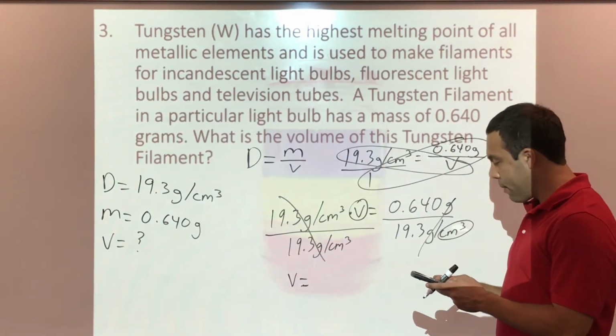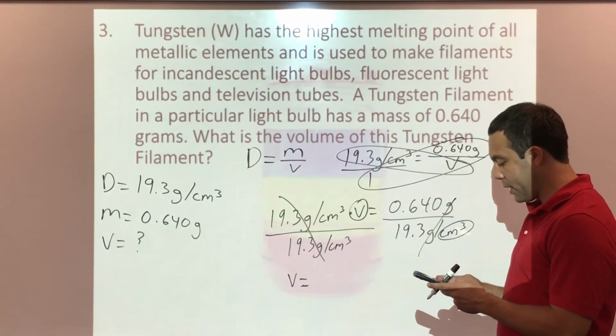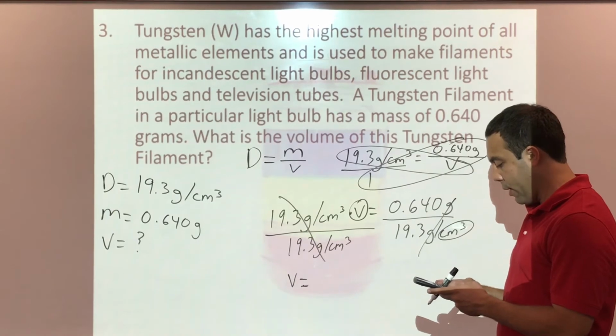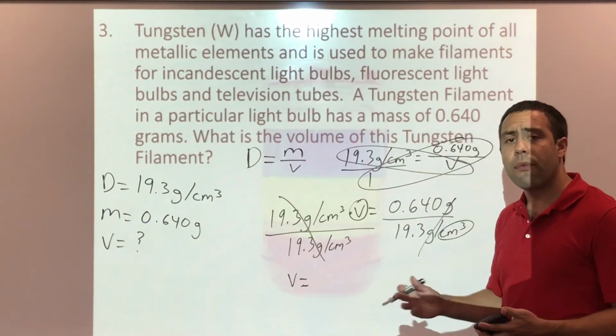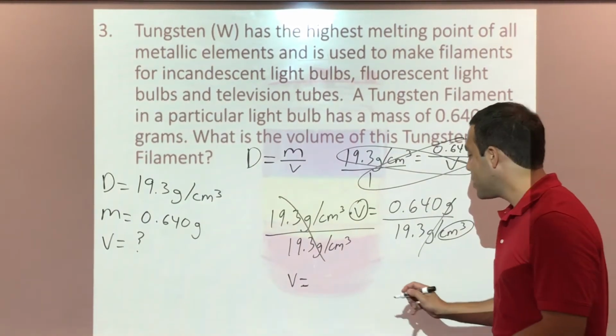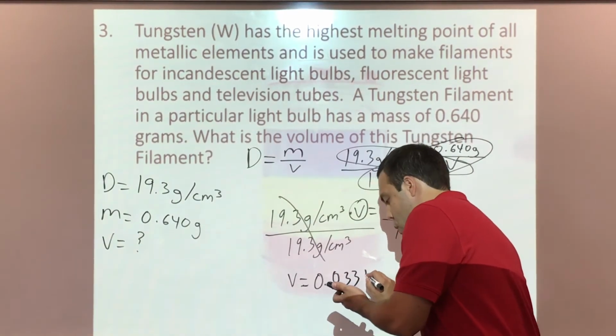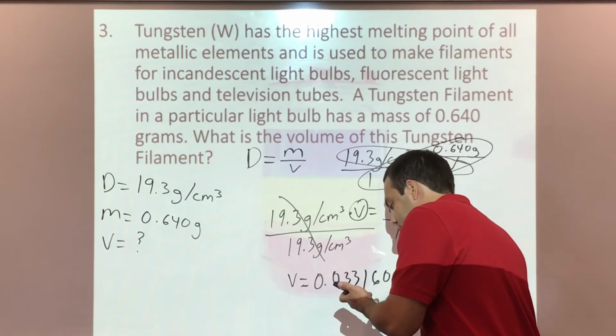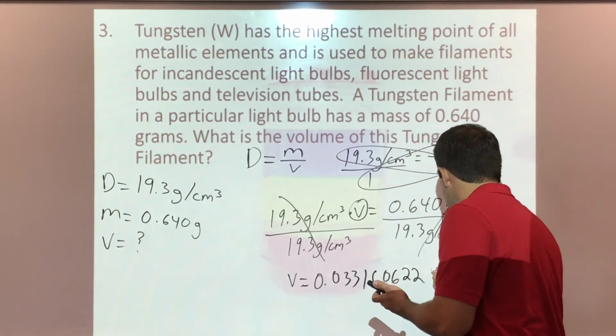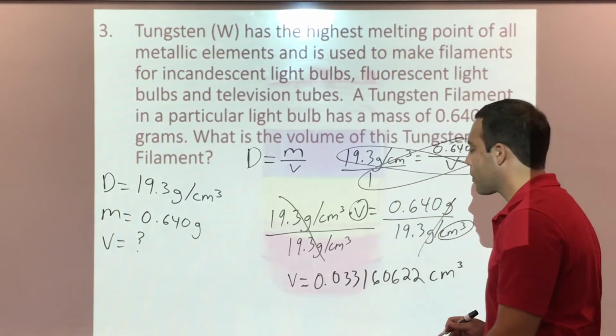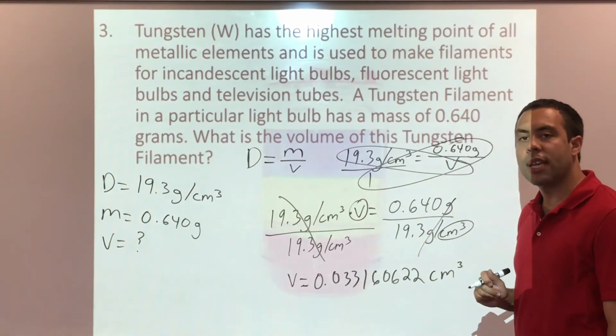And our last step is to divide 0.640 divided by 19.3. Write down every number that comes out of your calculator. I have a small number, 0.033160622 cubic centimeters. The last step, we solve for significant figures.